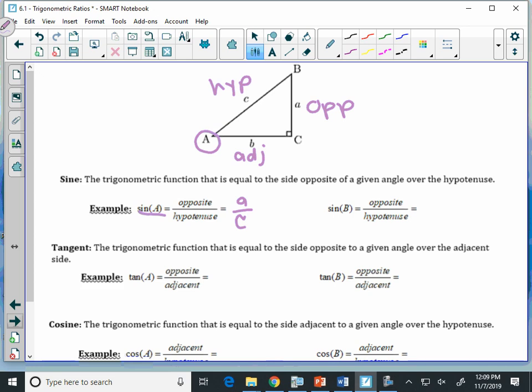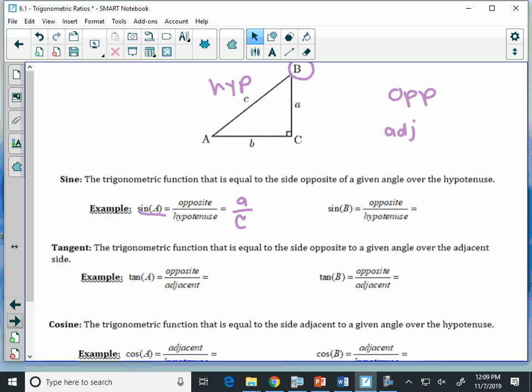We want to then find the sine ratio of angle B. So we have to start at angle B and relabel. So if we start at angle B and go across, that's now our what? Opposite. Go to our 90, go across. That's always going to be what? Hypotenuse. And the side left over is adjacent.